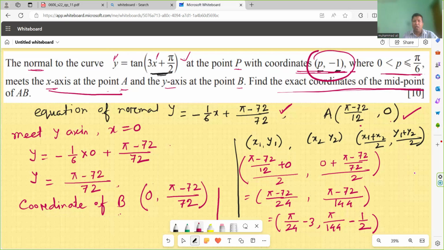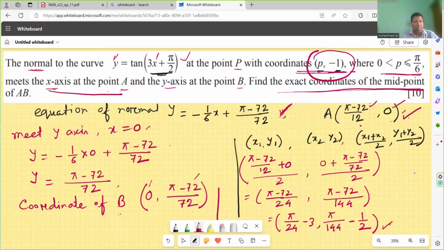In this equation of normal, when it touches the x-axis, here y value is 0, we put y value 0 and get the x value. And when this line touches the y-axis, we get the B coordinate. Here x value is 0, we get the y value. When we get the two coordinates, we have to find the midpoint of AB. The midpoint of AB formula is (x1 plus x2) divided by 2, (y1 plus y2) divided by 2. So this is x1 and that one is y1. Finally, we get these things.